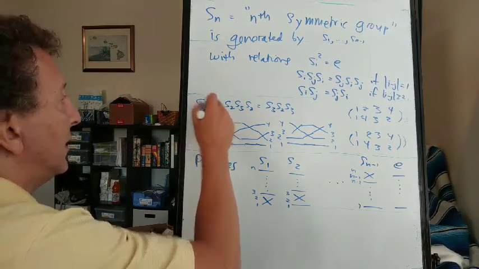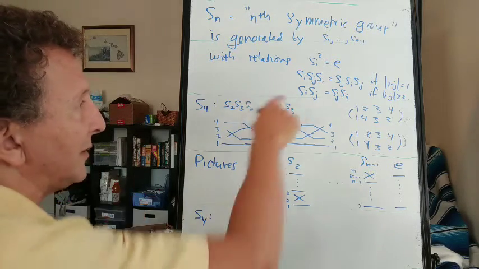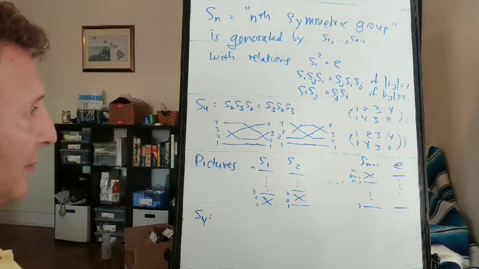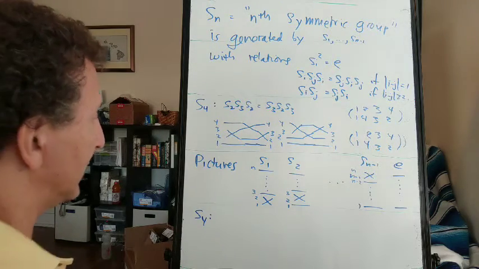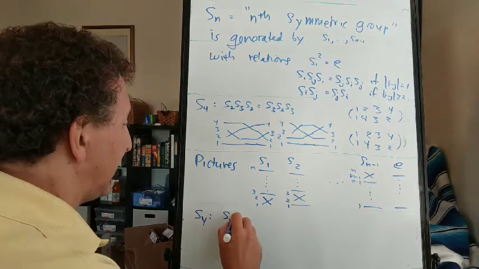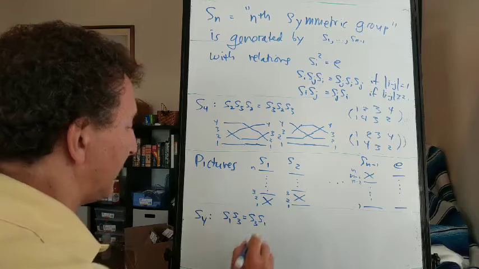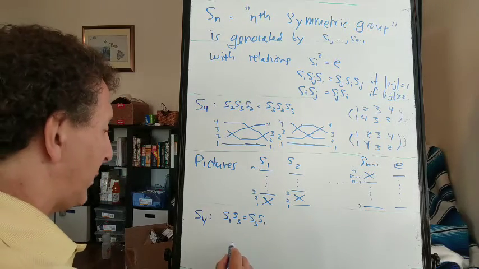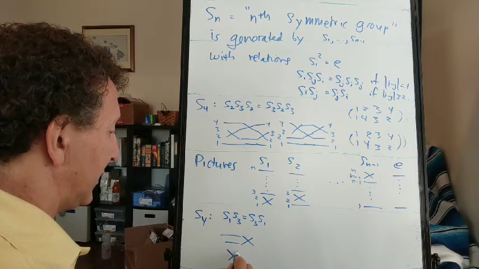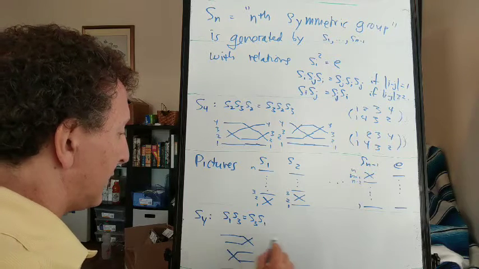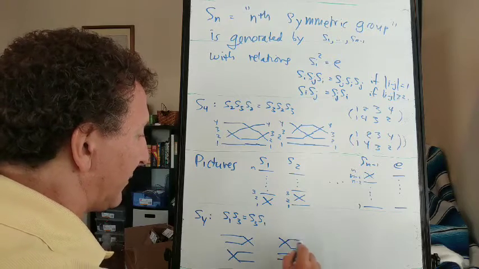So we can do an example in S4 again, I think will be clearest. Now the only two indices that are far enough apart in S4 to serve as an example are little s1 and little s3. So we should be able to see that little s1, little s3 equals little s3, little s1. In pictures, here's s1 and here's s3. And then if we do S3 first and S1 last, we get that.